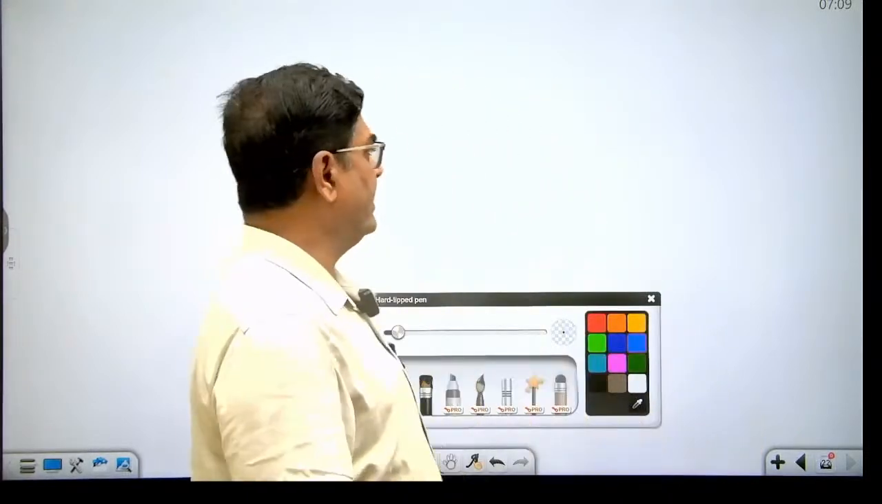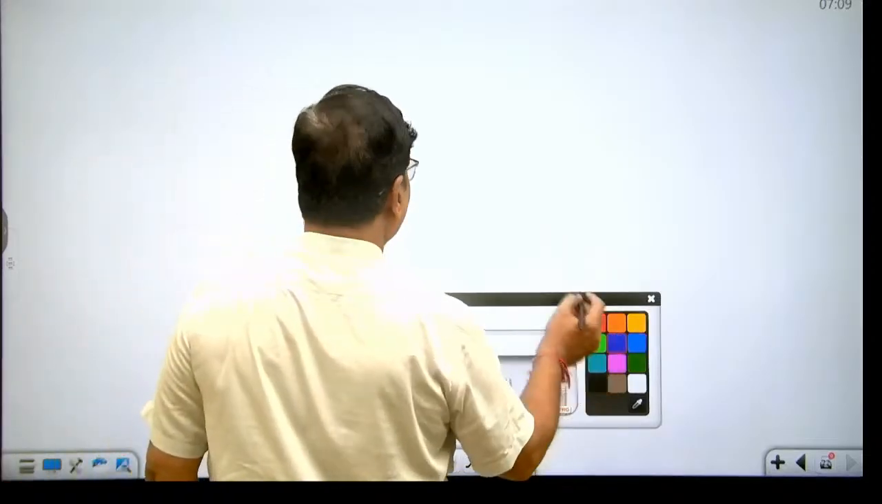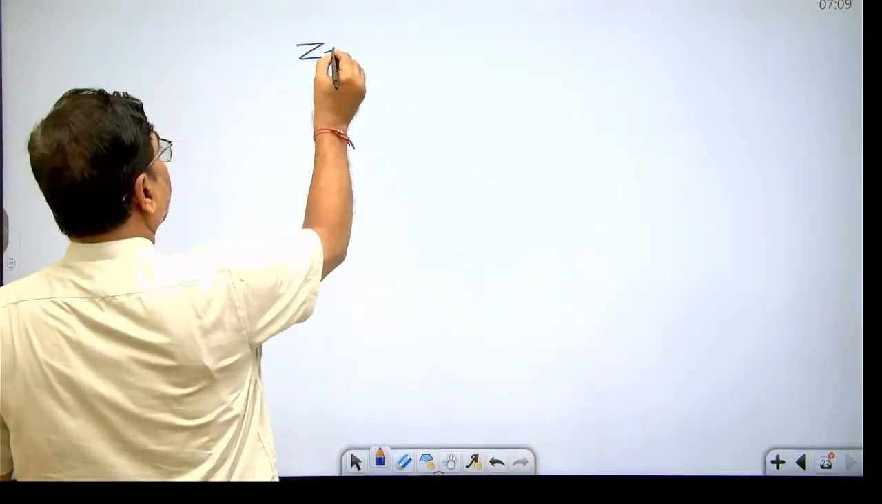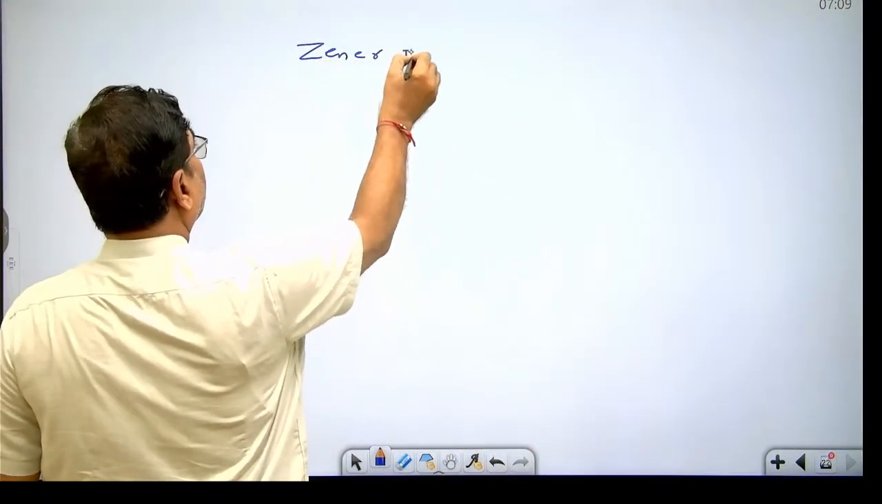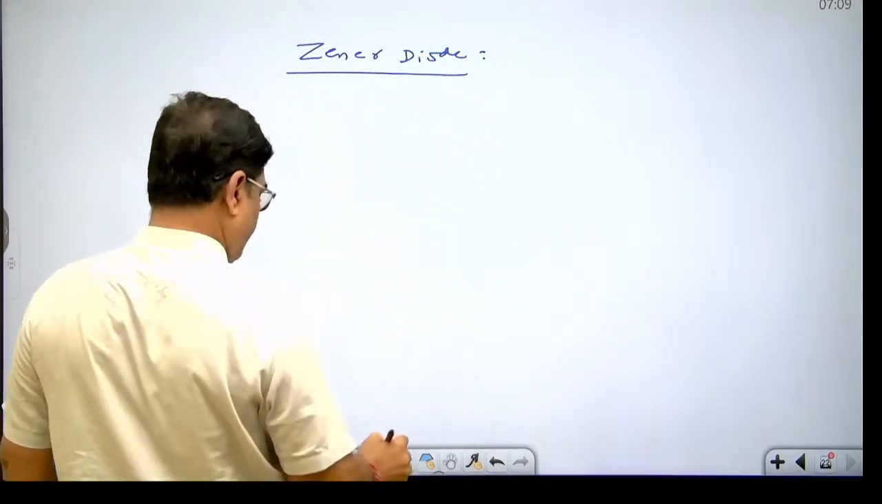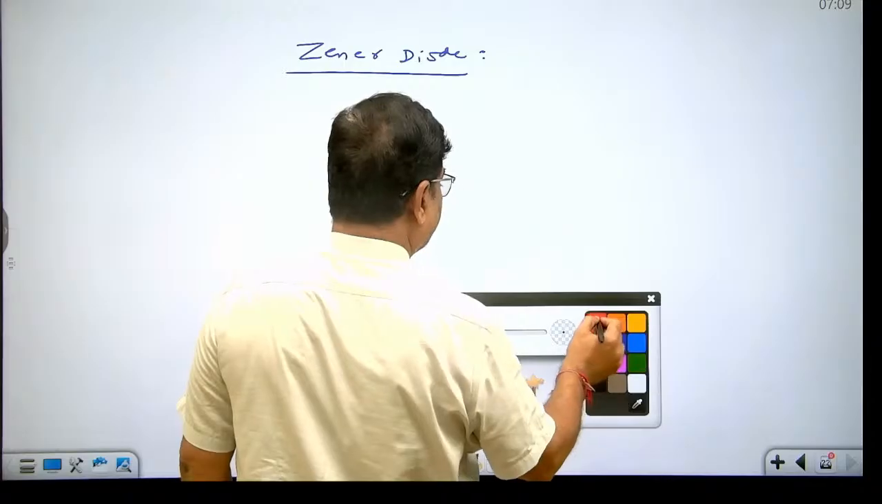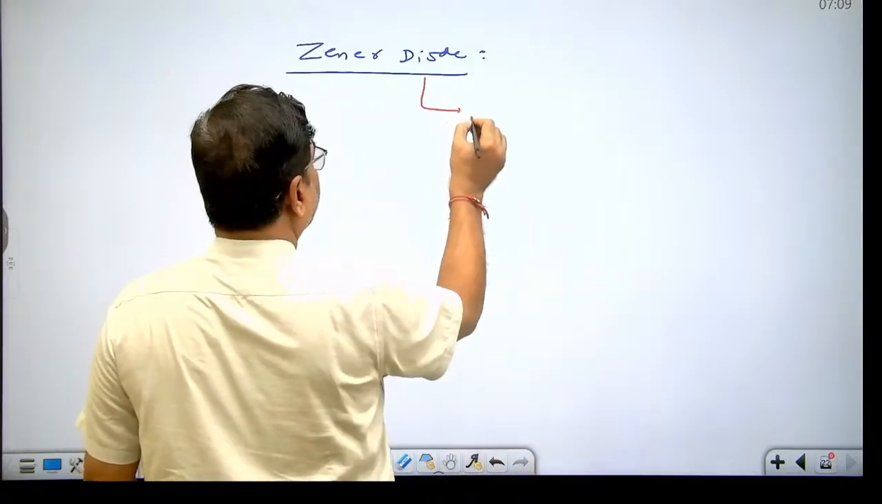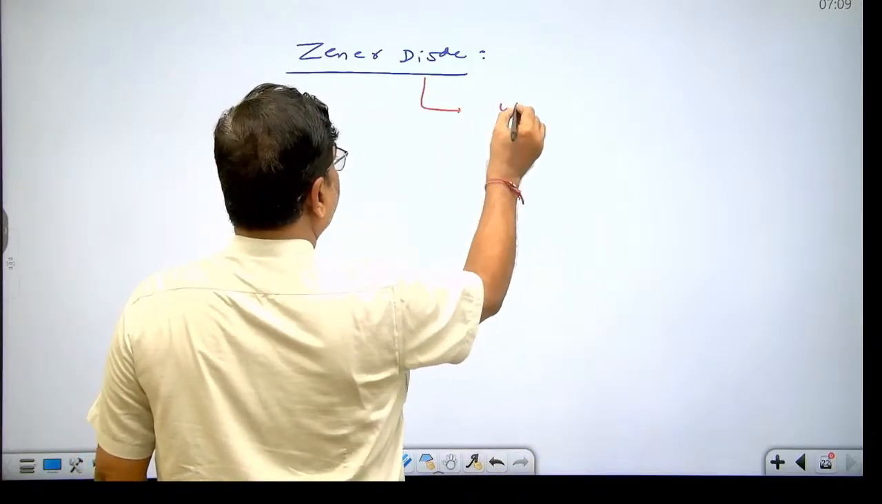To save the diode from breakdown in reverse biasing, we use a special diode, that is Zener diode. It is a heavily doped diode. Depletion thickness remains low when doping is high. Zener diode is a special diode which is prepared to keep the diode safe in reverse biasing. It works only in reverse biasing.